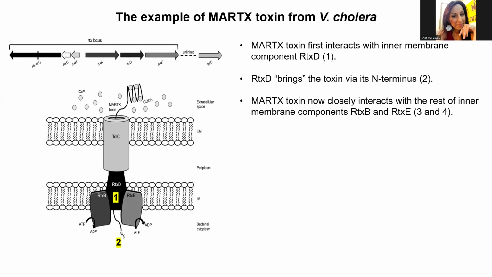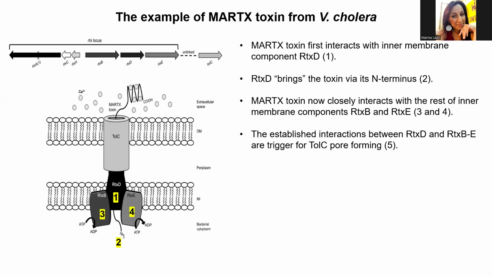So RTX, B, and E are together in the inner membrane, but B stands out a little bit, and B actually finds the substrate inside the cytoplasm. Now when the toxin interacts closely with B and E, that's number 3 and 4 on the picture, all that interaction between B and E is going to trigger this TolC pore forming, which will be the passage for your substance.